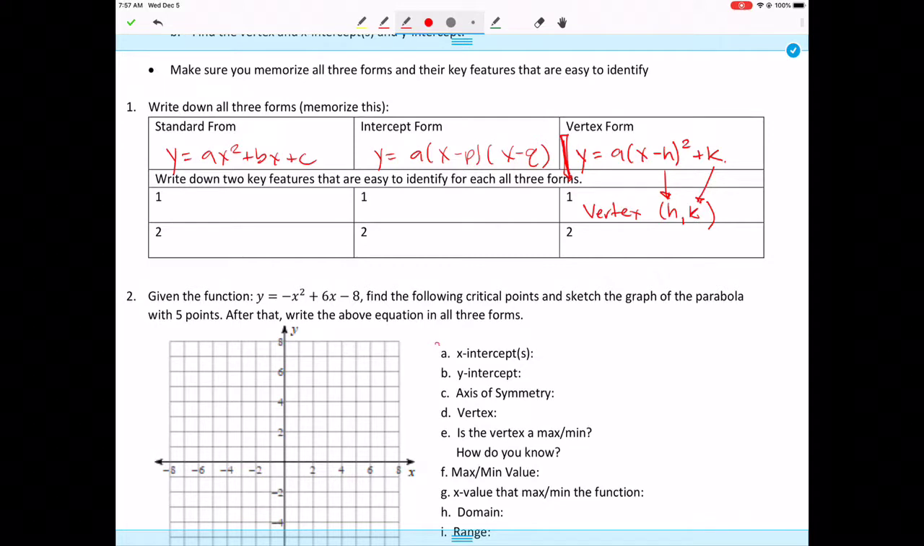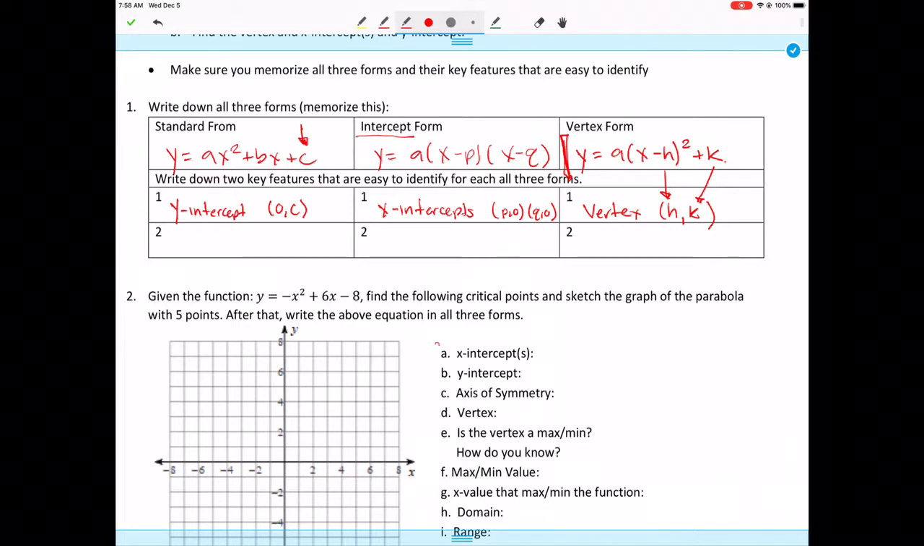Also, let's go to intercept form. Well, the hint here is that it's intercept. So here the things we can learn really quick are the x-intercepts, and those are (p, 0) and (q, 0). And then standard form, if you recall, I know it's early in the unit, but we talked about what we can find really easily is from our constant c, and that gives us our y-intercept, which is (0, c).